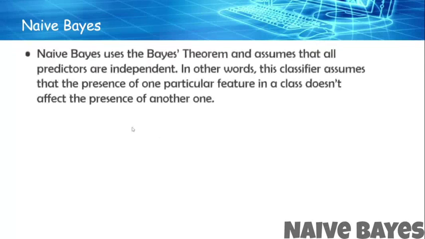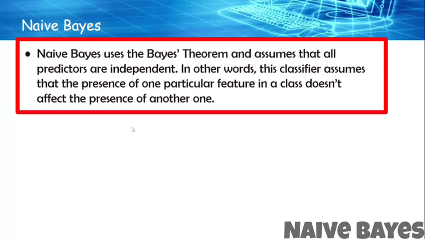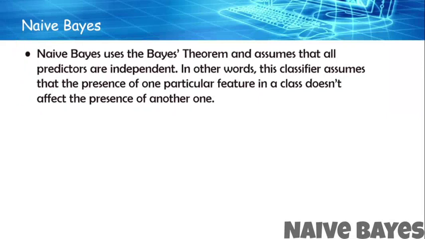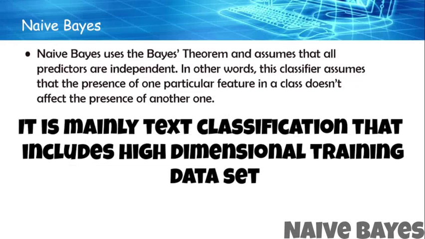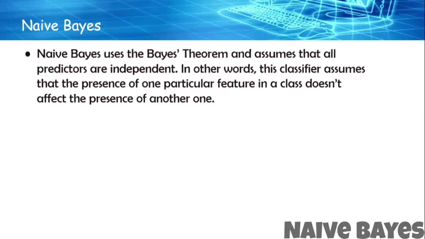It's a theorem that assumes that the predictors are independent. So in other words, the classifier assumes that the presence of a particular feature in the class doesn't affect the presence of another one. So it is independent of features. Again, features, parameters, columns. It is mainly used for text classification that includes a high dimensional training data set. When I say high dimension, basically we do consider higher dimension. Again, with an example which would make it clear later on in this video.